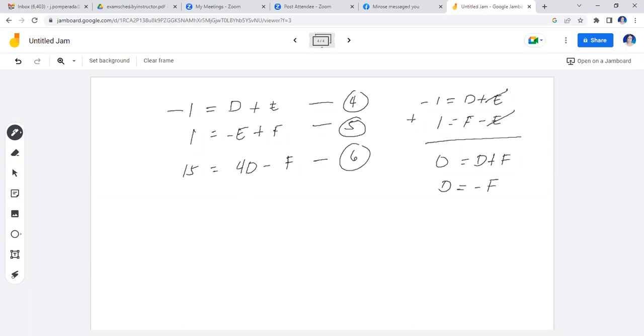So go here, you have 15 is equal to 4 times D, which is negative F, minus F. So you have 15 is equal to negative 5F. So F is negative 3. D is 3. Yeah.